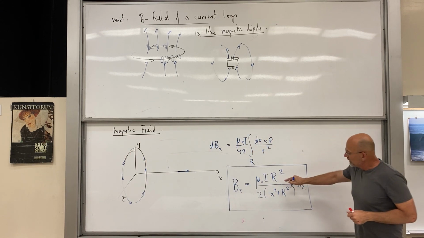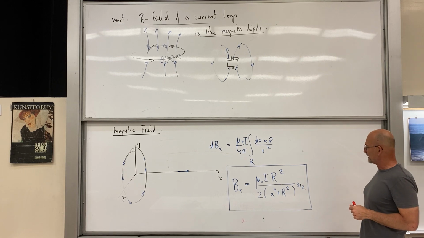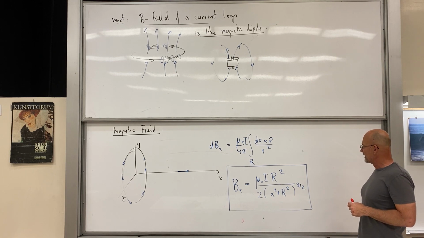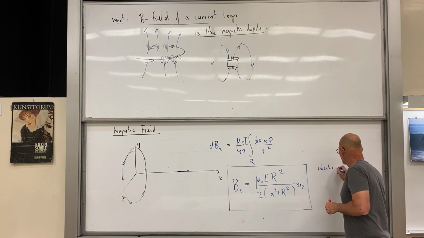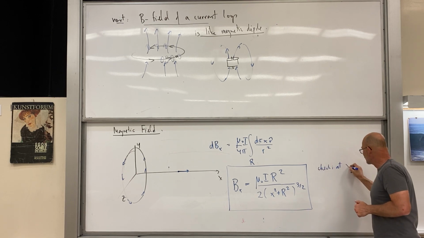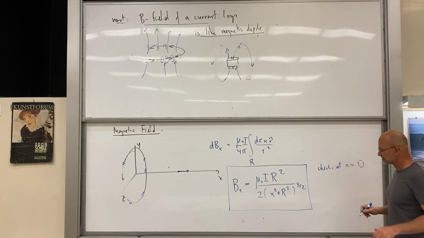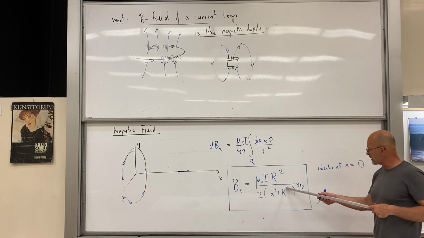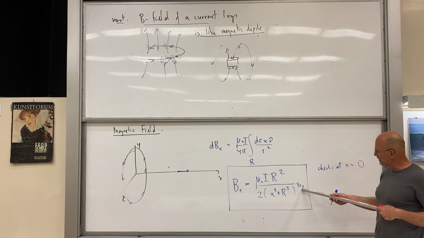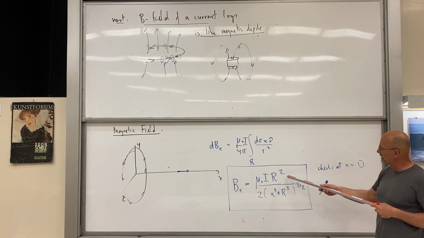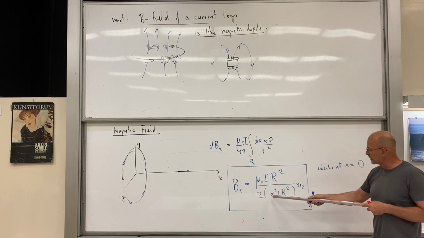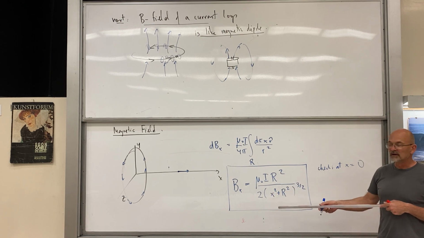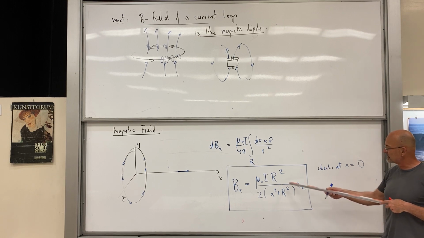So let's look at the limiting cases of this first. Namely, check at x equals 0. Then we've got r squared to the 3/2, so the 1/2 is r. We've got r to the 3rd. We've got an r squared in the numerator, so mu naught I over 2r. Okay. Same type of expression as we had before. Dimensionally, I mean, dimensionally.